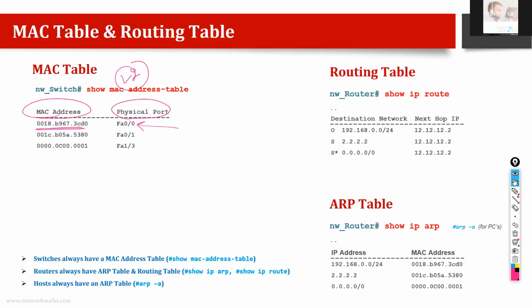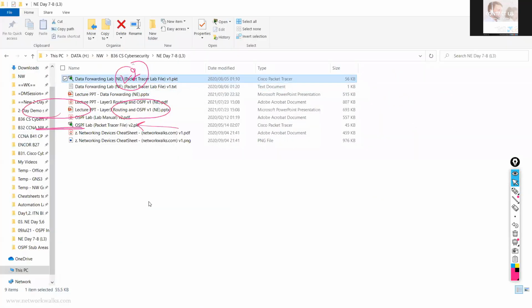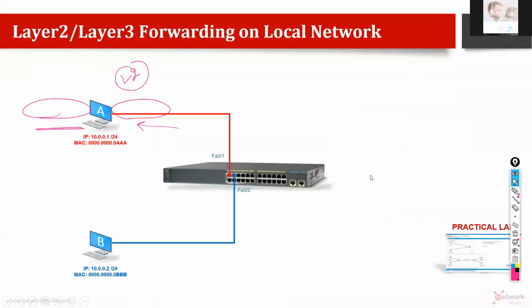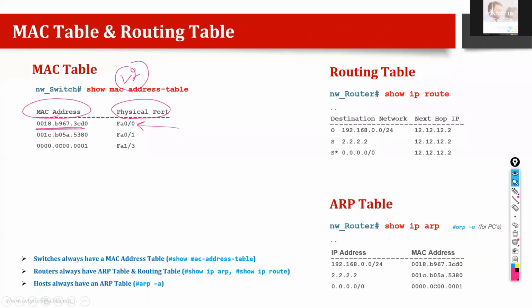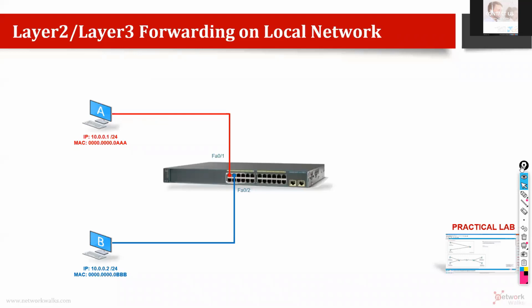So today we will be doing a practical lab after this. In this practical lab, I will show you how a switching table or MAC address table works, and how it is different from a routing table. I have prepared this practical scenario in Packet Tracer. The download link for the Packet Tracer file will be in the description of the video. You can download it and keep it in your Google Drive as well.